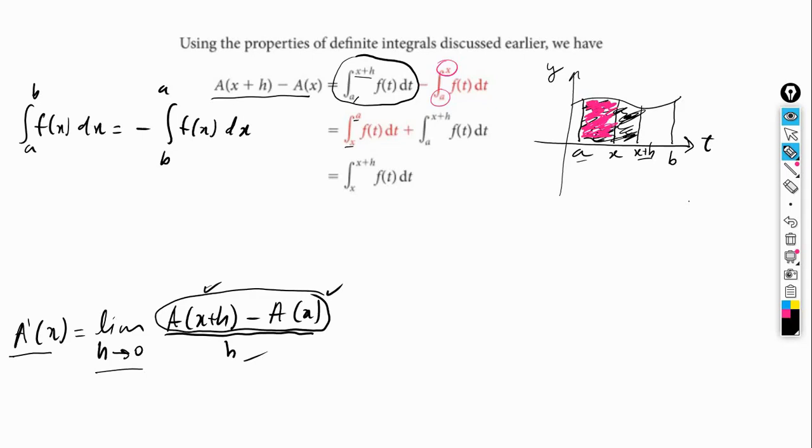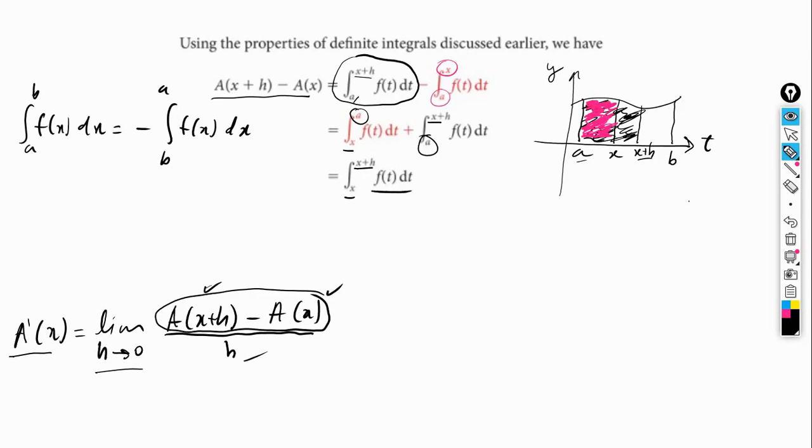Okay, so algebraically, once we have that, notice that we have an interesting situation because now we have the sum of the integral of f of t dt from x to a, and then from a to x plus h. And this is the same as saying the integral from x to x plus h of f of t dt.